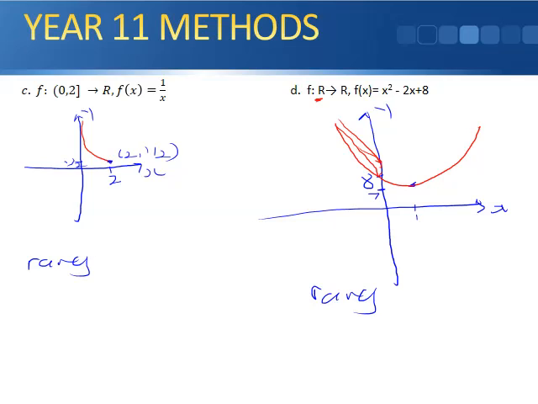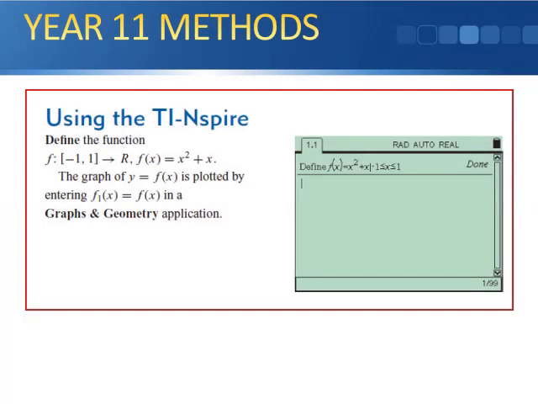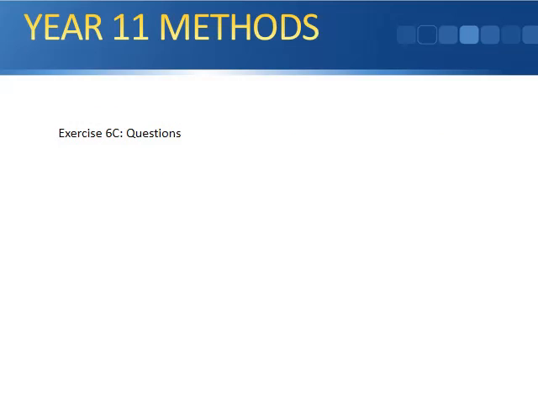The range for this one here is from 1/2, and because it's included, we do it up to infinity. And the range here is from 7 up to infinity, and that will be a square bracket because it's included, and not that one. And again, you can define them and graph them on your calculator. That's 6C.